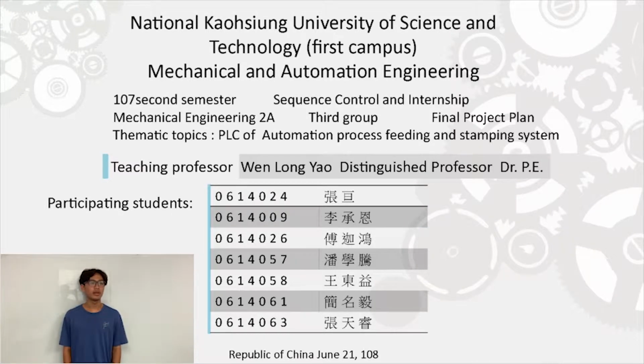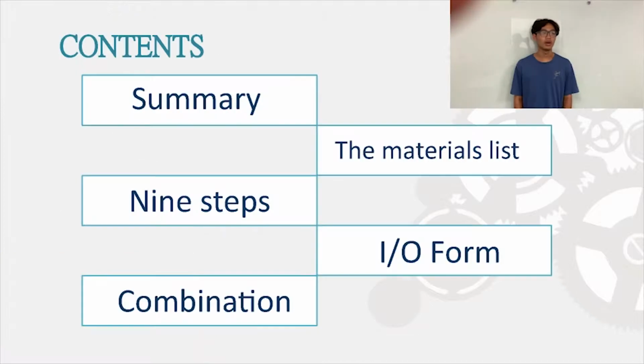Today our thematic topic is PLC of automation process feeding and the stamping system. Our teacher is Professor Wenlong Yao, Distinguished Professor Dr. PE. And our participating students are Zhang Xuan, Li Cheng'en, Fu Jiahong, Pan Xueteng, Wang Dongyi, Jian Mingyi, Zhang Tianrui. Our content is the summary, the materials list, 9 steps, the input and output form, and the combination.